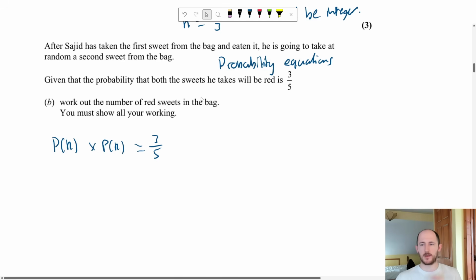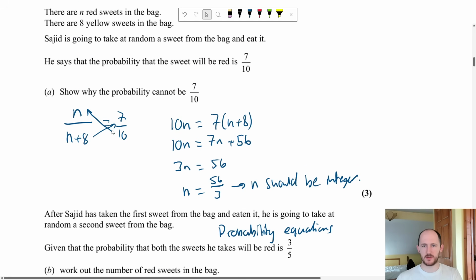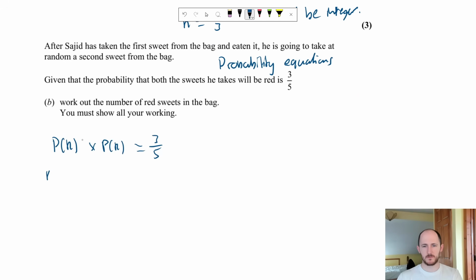If it said that there was one of each colour, then you'd have to have red and yellow, plus yellow and red. Either way, what's the probability of getting a red on the first try? Well, it's going to be what we wrote here, n over n plus 8. Now, given that we've gotten a red sweet, what's the probability of getting another one? Well, there's one fewer red sweets, and there's one fewer sweets overall. So that would be what it is.